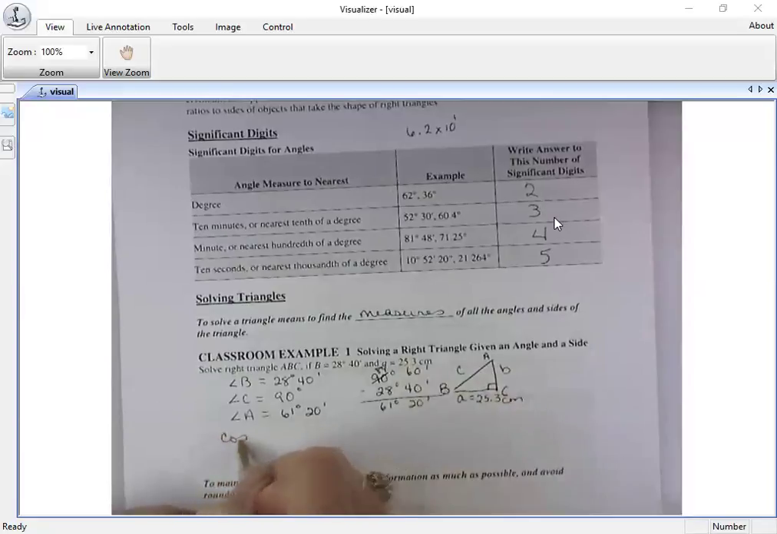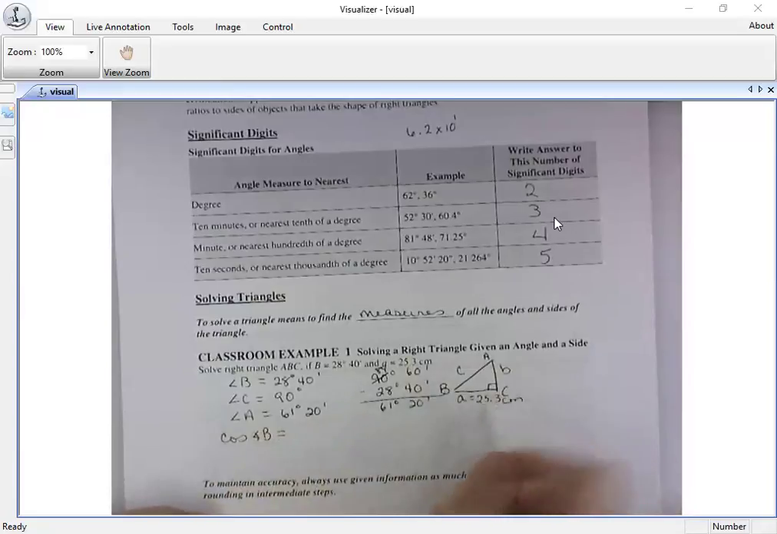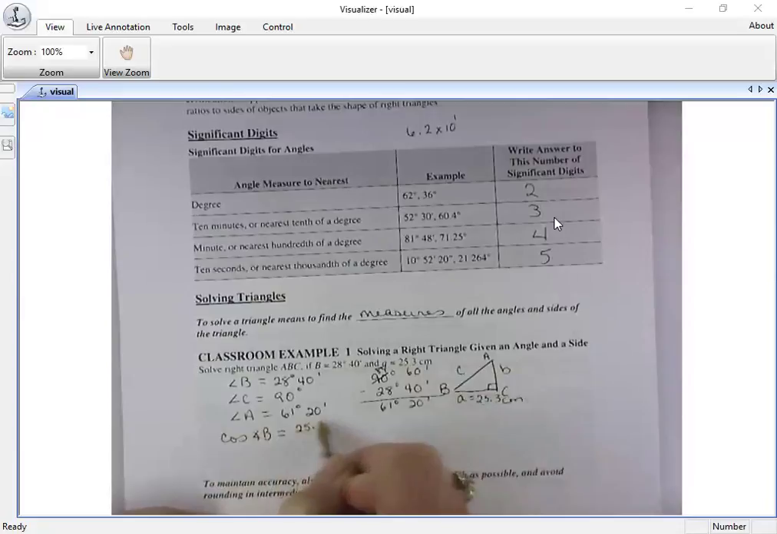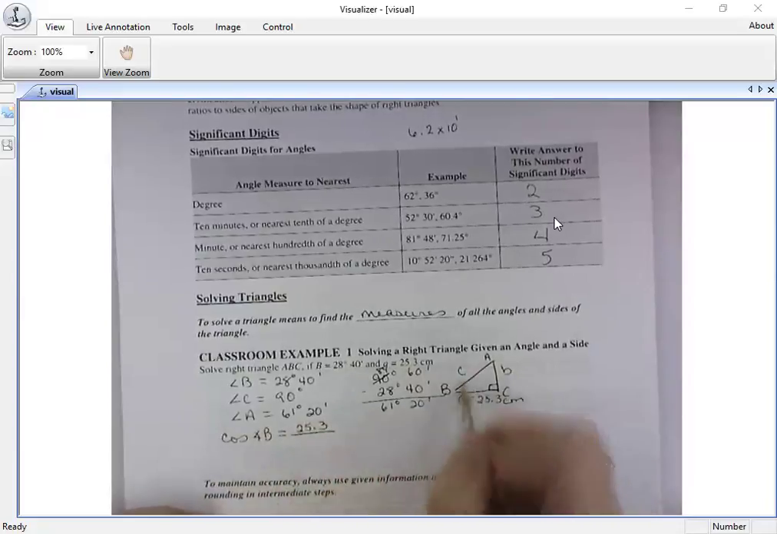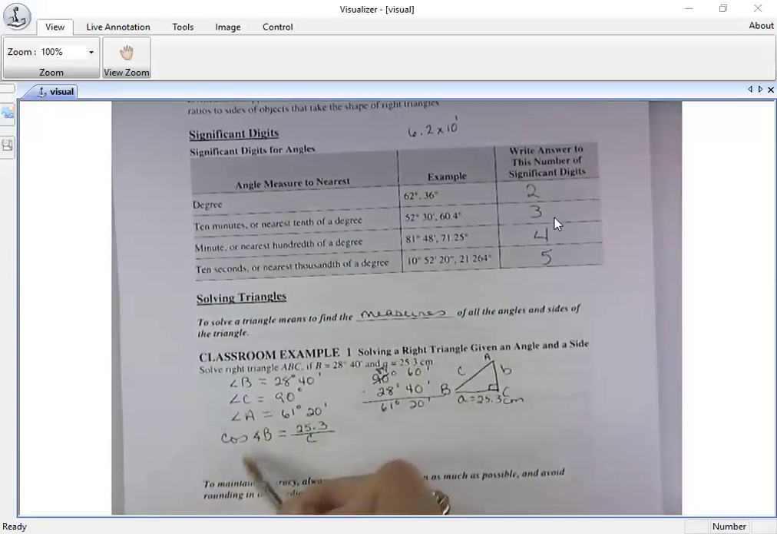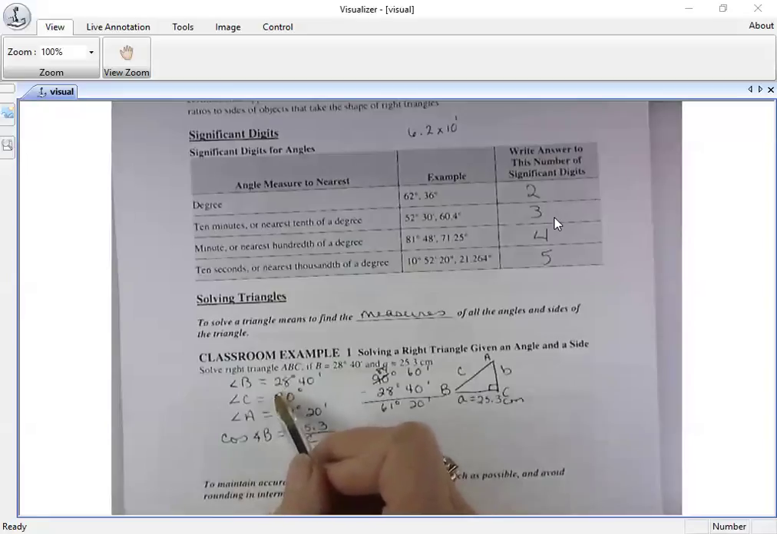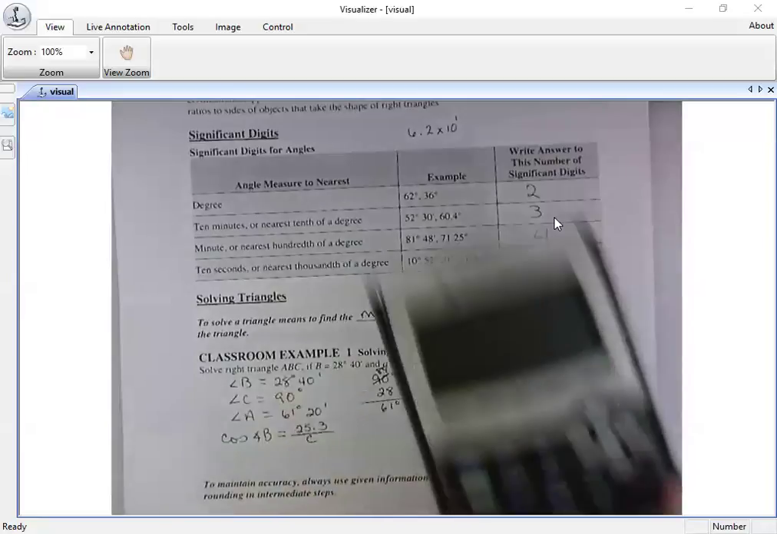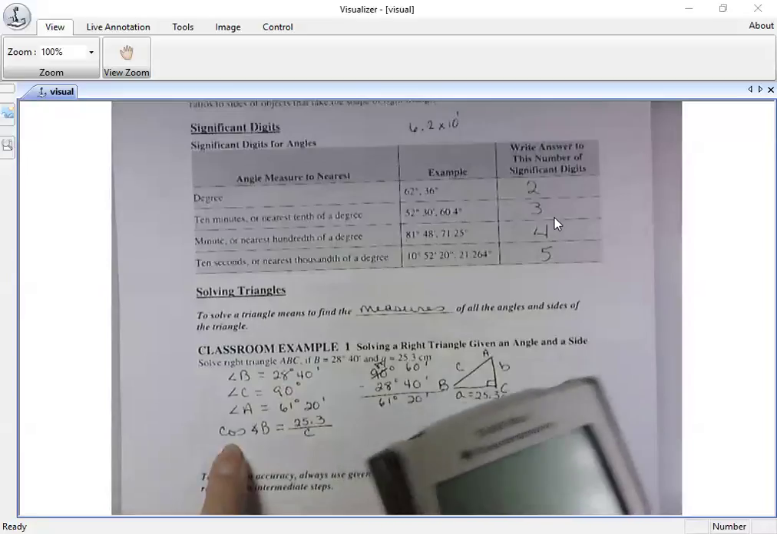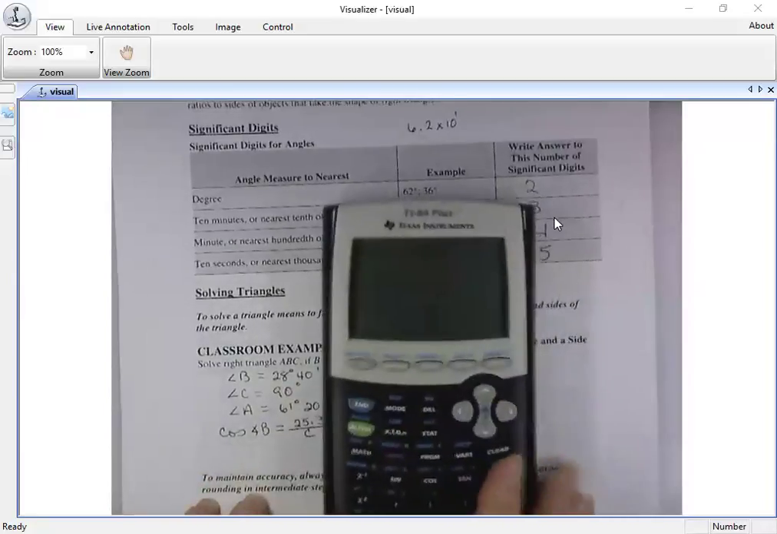We'll use cosine. And that would mean the cosine of angle B should equal the ratio adjacent, which is 25.3, over hypotenuse, which is C. Okay, now to get the cosine of angle B, because angle B is 28 degrees 40 minutes, that is not a special right triangle. I'm going to need to use what? My calculator. So I need to get an approximation for the cosine of angle B.